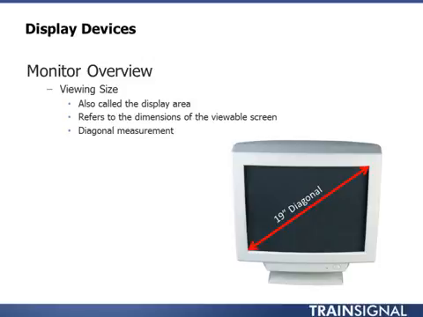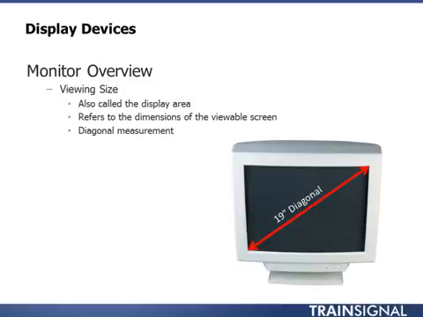Now, in order to figure out how to measure the viewing size or this display area, you use a diagonal measurement. And this is true for any and all forms of monitors, or quite frankly, televisions as well. And I will tell you that really there's not much difference between a monitor and a television. Okay, I mean, really the big difference is that a television will have a tuner built into it, so that it can receive a broadcast. But as far as the display aspect of it, they're pretty much the same device.